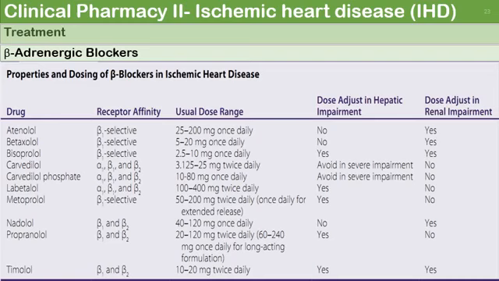الكارفيدولول ستارت الفا او اشتغل بيتا 1 وبيتا 2، 3.125 إلى 25 ملغ لحد مرتين باليوم. هو excreted by hepatic route could be avoided in severe impairment. Okay. لابيتالول الفا 1 بيتا 1 بيتا 2، 100 to 400 ملغ twice daily من 100 إلى 400 مرتين باليوم، يعني جرعة قصوى 800 ملغ.